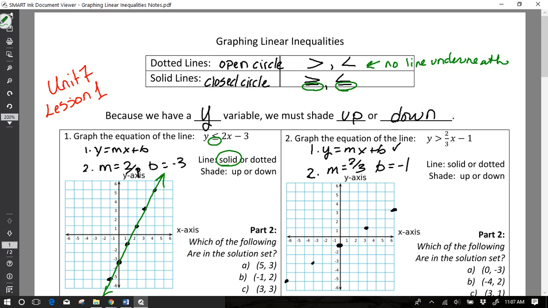Okay. Number 2, circle underneath. Is there a line there? The answer is no. So this is dotted.